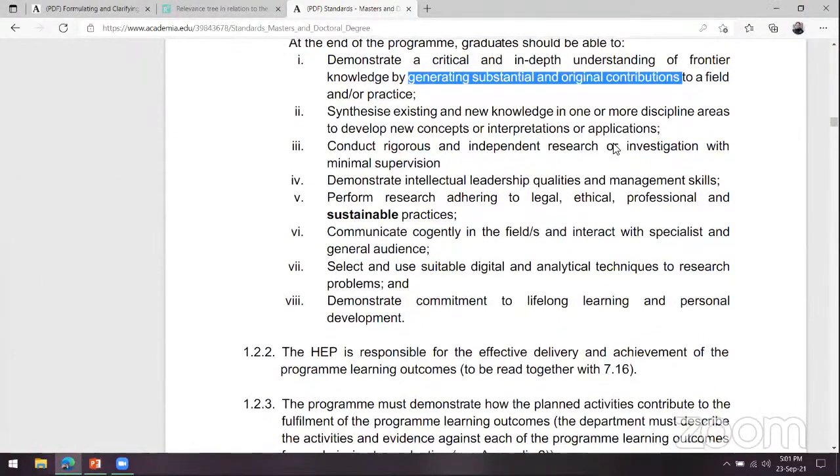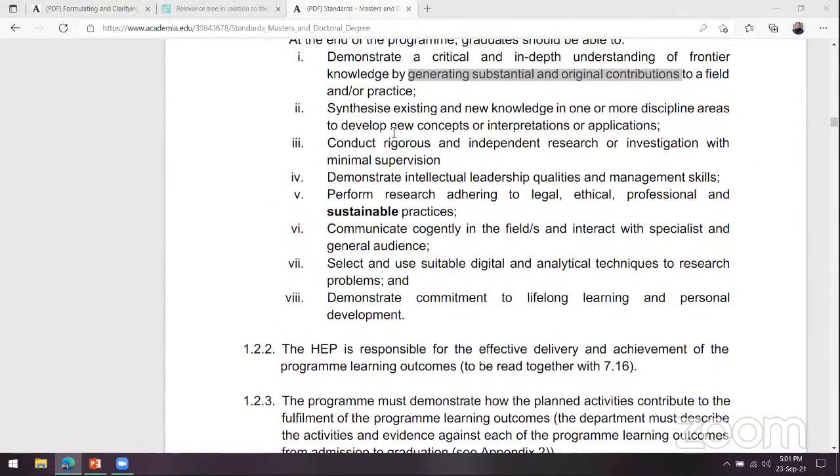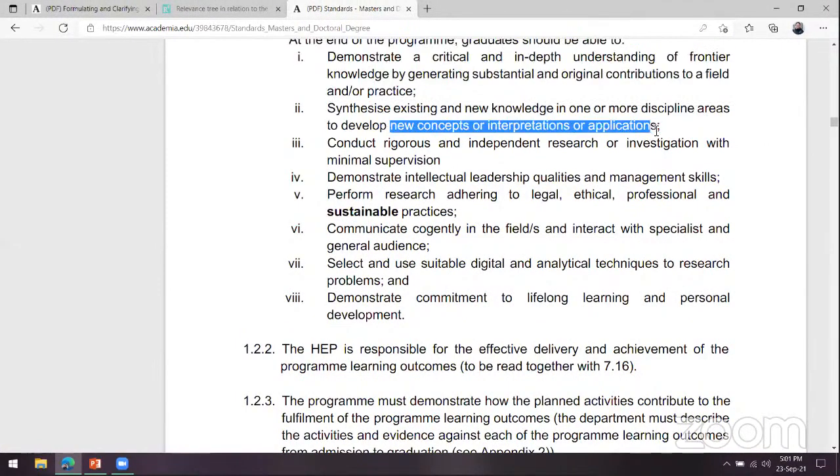Next, we have to synthesize existing and new knowledge in one or more disciplines or areas, to develop new concepts, interpretations, or applications. That is the contribution from the PhD. To synthesize means you need to make sure that existing and new knowledge can be merged. Then you can try to bridge the disciplines from one to another, for the new concept, interpretation or application.